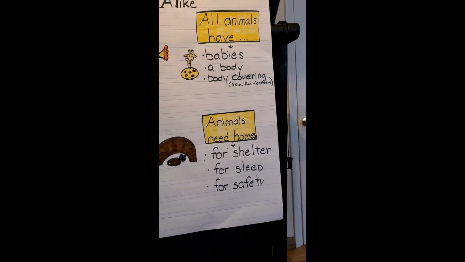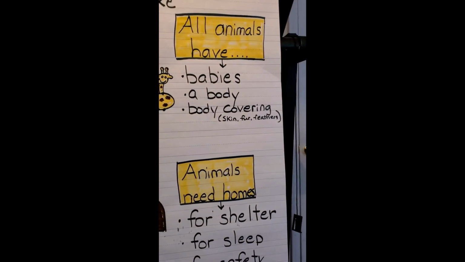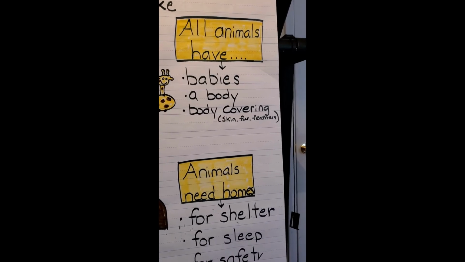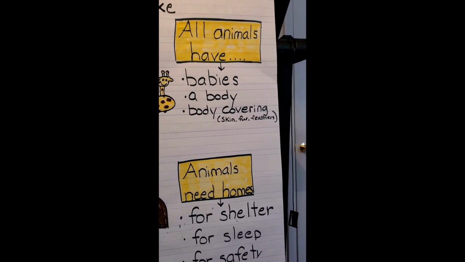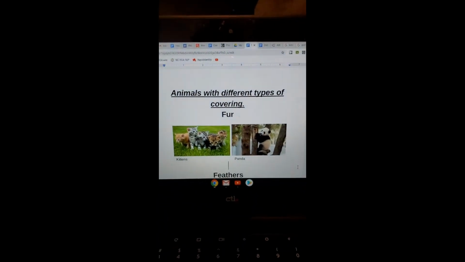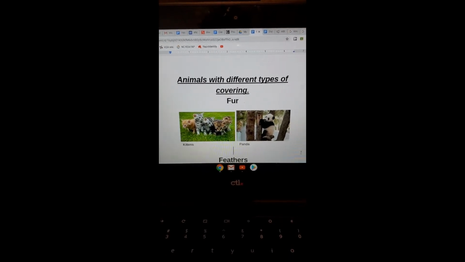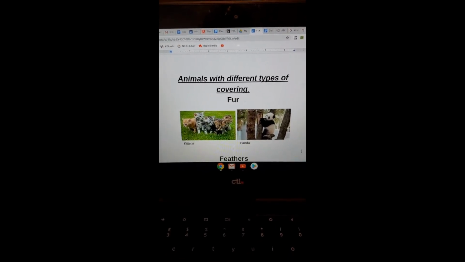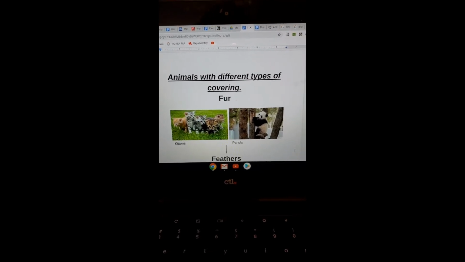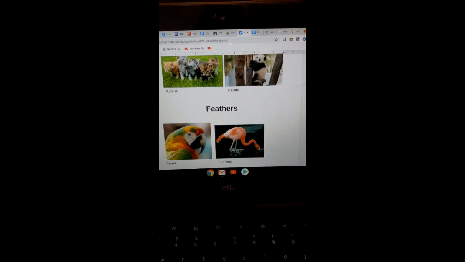The one thing we're going to talk about today is body covering. We're going to compare and look at animals with different body covering. And I wrote skin, fur, feathers. So let's look here at this little diagram I made. Animals with different types of covering. We've got the fur. We have cats, they have fur. Panda bears, they have fur. We also have animals with feathers.